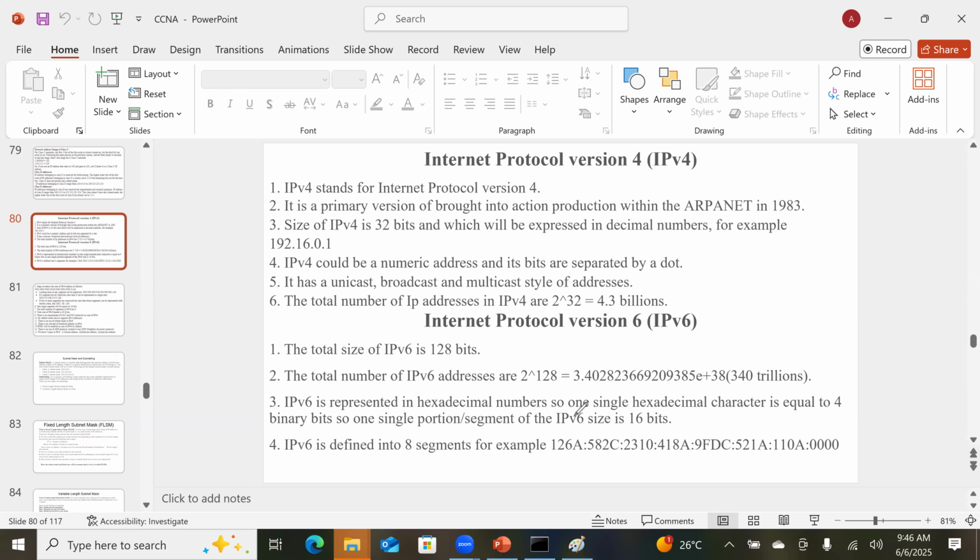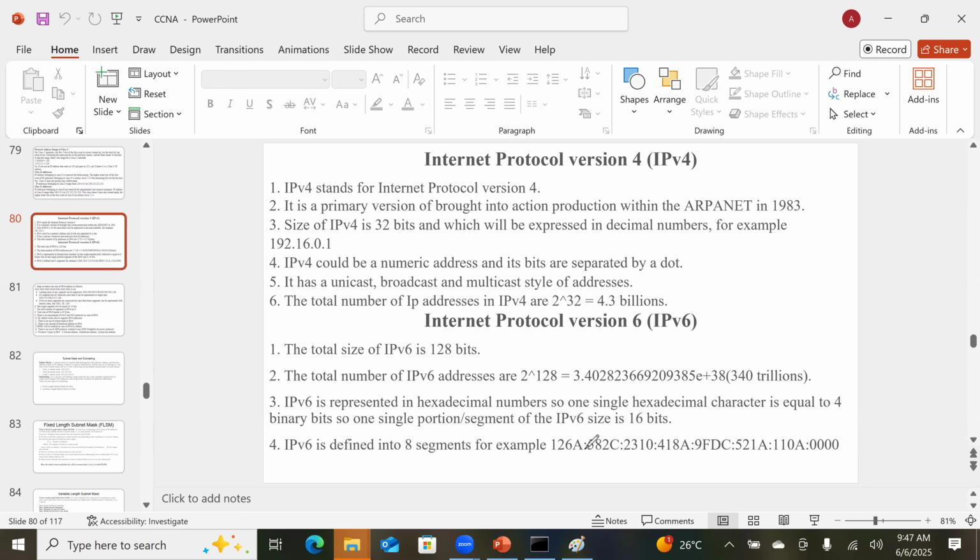What you are seeing in IP version 4 is that they are separated by a dot, and here each segment is separated by a colon. How many segments like that can you see here? 8 segments: 1, 2, 3, 4, 5, 6, 7, 8. In a single IP version 6 address, we will have 8 segments. And each segment size is what? 16 bits.